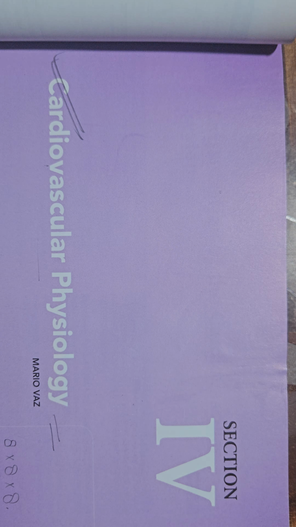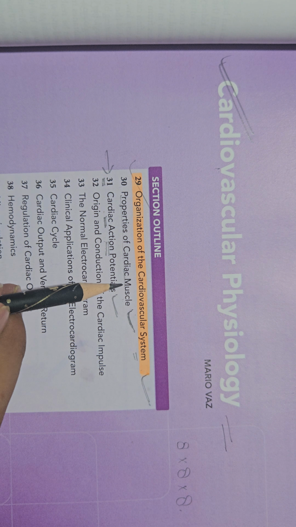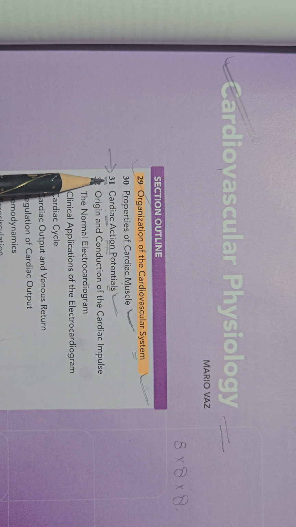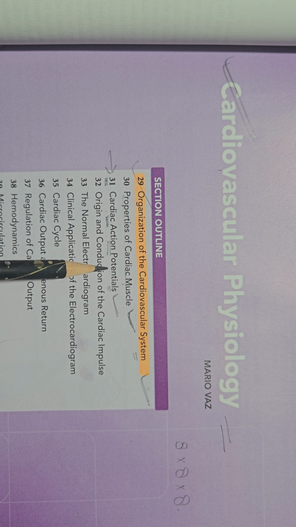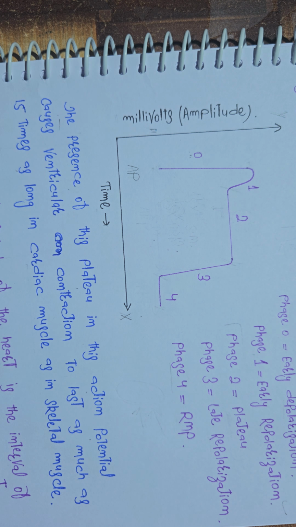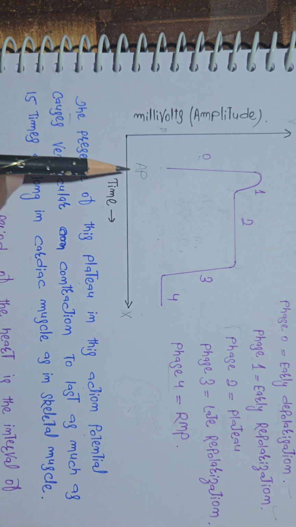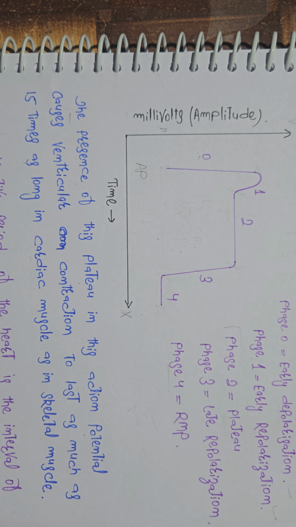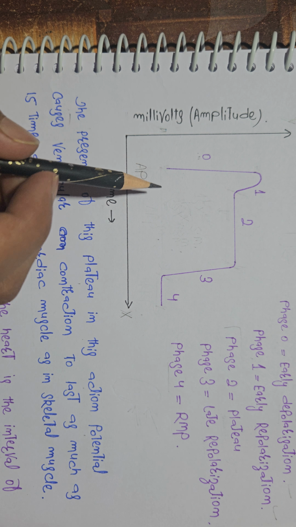Right now, we are studying physiological characteristics of cardiac muscle. In chapter 31, we are going to study cardiac action potentials, and there we will study them in detail. For the time being, remember, this is the action potential of a ventricular muscle fiber. Its ionic basis and all the questions related to action potential we will study in detail in chapter 31. This action potential of a ventricular muscle fiber has phases.